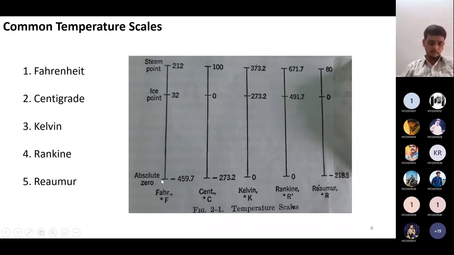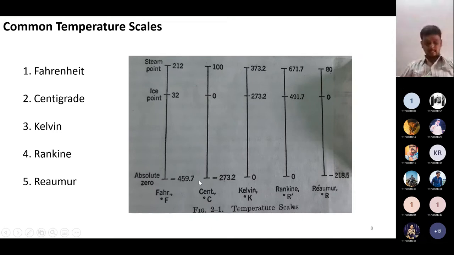For example, let us see the degree Fahrenheit scale, which is the first scale. It was introduced around the 17th century, I think 1665, and is mostly used in English speaking countries. This scale assigns 0 degrees Fahrenheit to the lowest temperature of certain salt and ice mixtures, 32 degrees Fahrenheit as the ice point, and the steam point is nearly 212 degrees Fahrenheit. The formula to convert degree centigrade to degree Fahrenheit is: degree centigrade divided by 100 is equal to degree Fahrenheit minus 32 divided by 180.